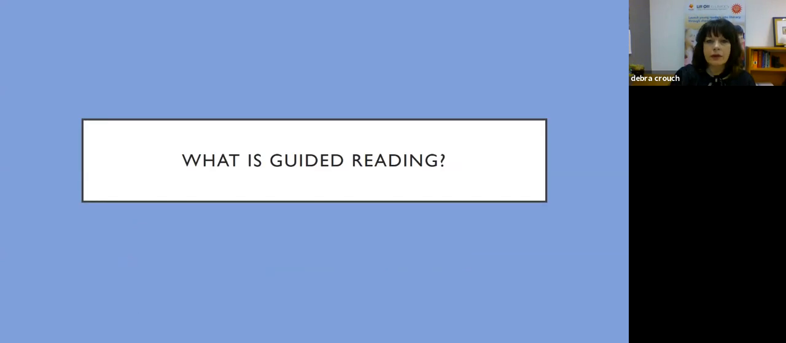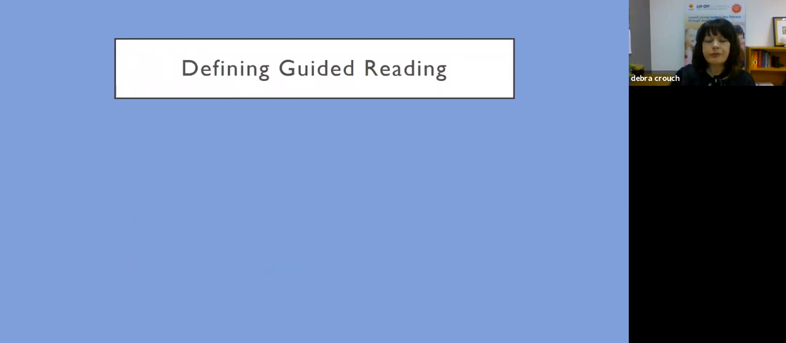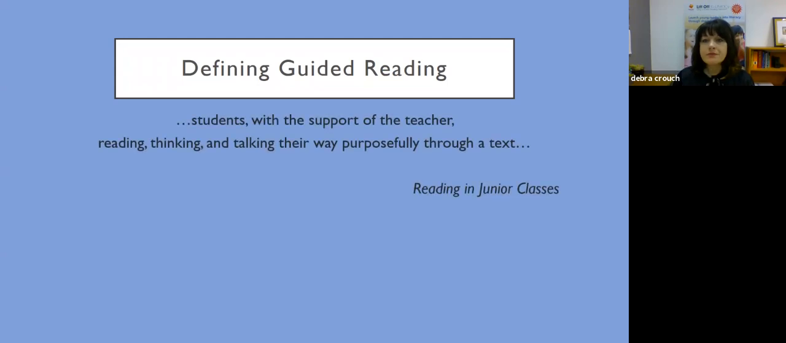So as we go in and think about a definition, the definition that comes to mind first is this one that comes from reading in junior classes, that tells us that guided reading is students, with the support of the teacher, reading, thinking, and talking their way purposefully through a text. So this is really an early definition of guided reading, and one of the things that I think in some ways has gotten lost is a lot of times it's the teacher doing a lot of work in guided reading. But what we want is for the students to be able to apply the things that we've taught.